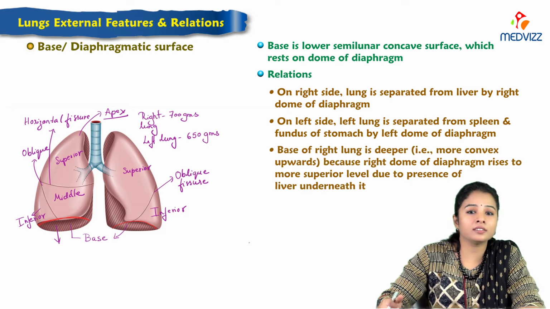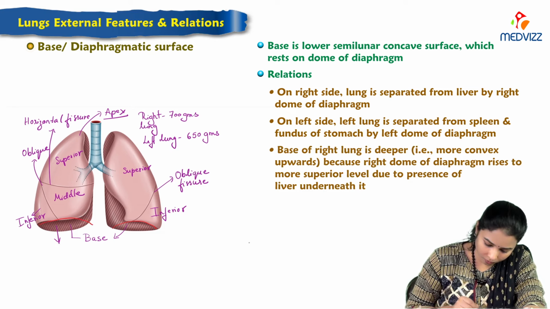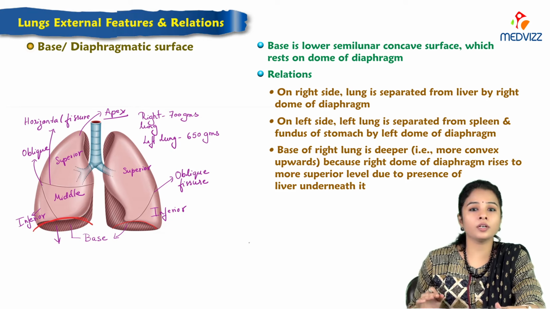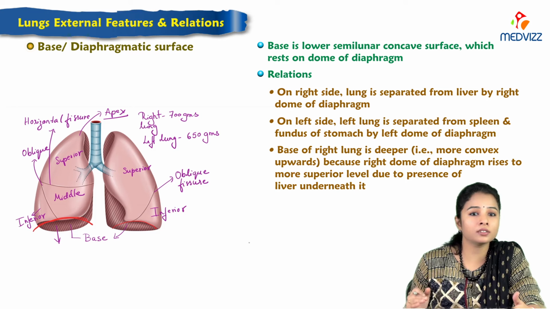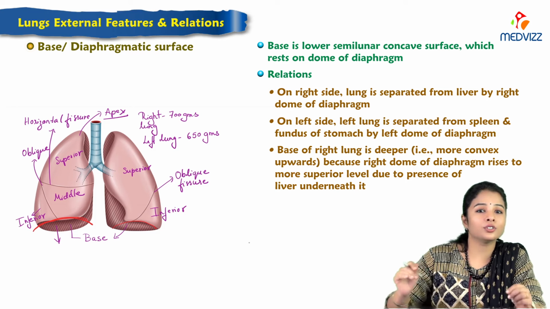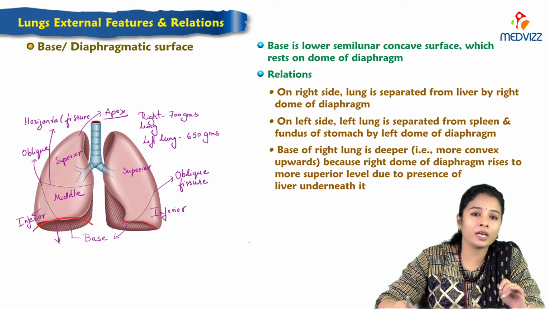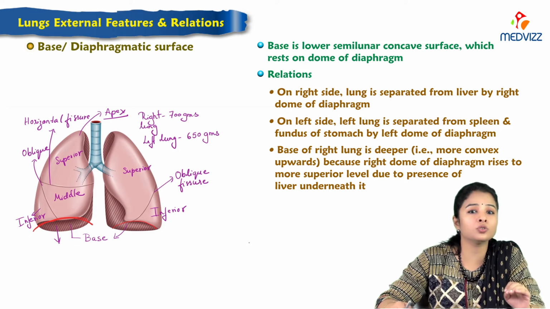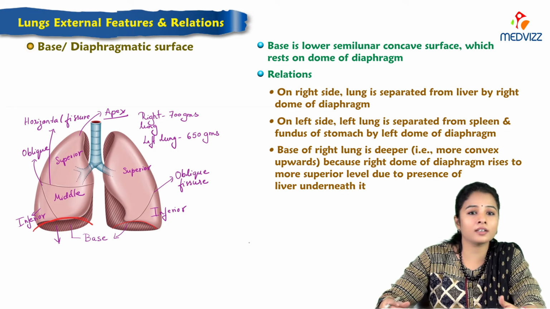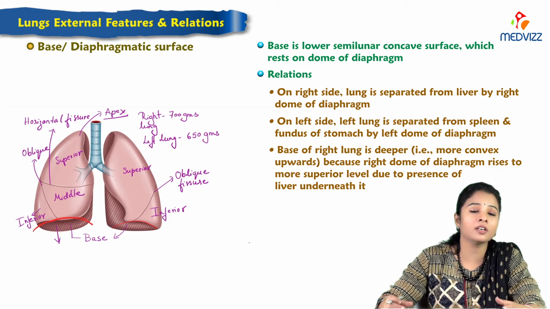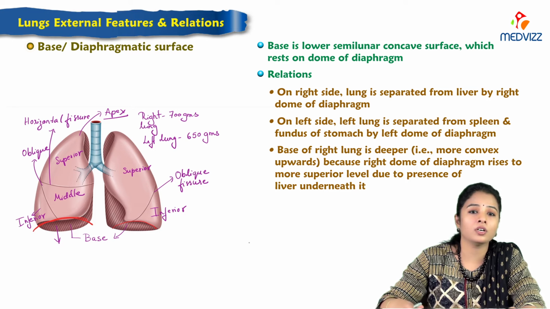The base of the right lung is deeper because it is more convex. The right one is more convex than the left because below the right dome there is a heavier organ called the liver. That is the reason the base of the right lung is deeper and more convex upwards. And the right dome of the diaphragm rises to a more superior level due to the presence of the liver underneath it. The right crus of the diaphragm is also thicker because during inspiration it has to press the liver down.